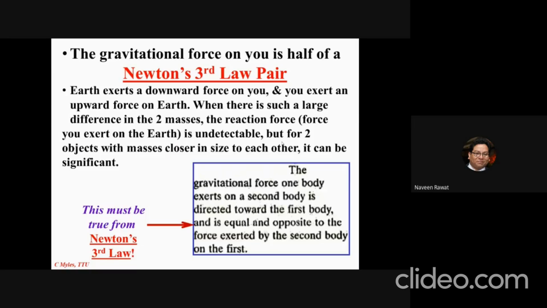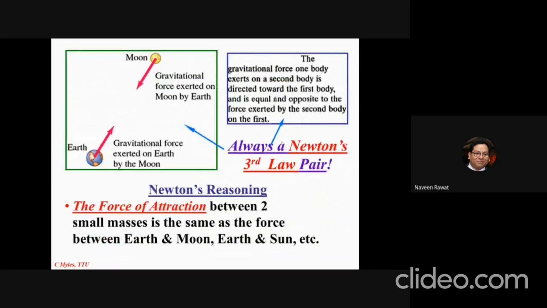If there is earth that is exerting a downward force on you, and you are standing on the earth, then because of Newton's third law, you can say that you yourself are applying a force on the earth as well. Of course, the force that you are applying is very, very small, it's undetectable, but that is not always the case. So there are cases where you can detect it as well.